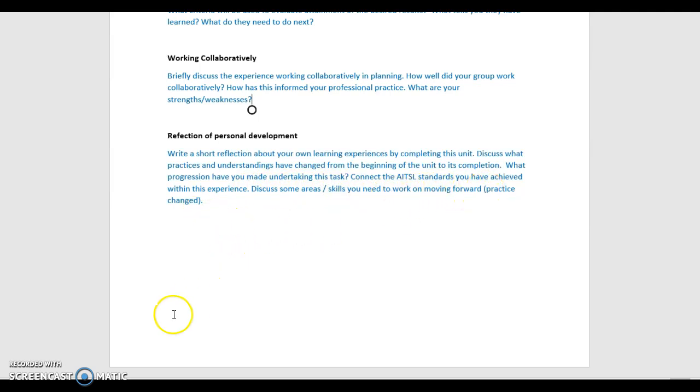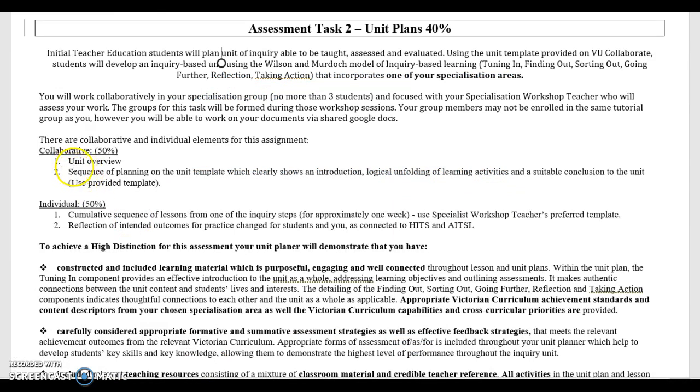So that's practice changed. Okay, so I've explained the cover page, which is setting the rationale, the template of the inquiry-based unit. The individual section is going to come from a sequential sequence of lesson plans from one of the inquiry steps. So if you're in a group of 3, each of you will have a different inquiry step within the unit. So one of you might have tuning in, the other finding out, sorting out, etc. So for approximately 1 week, because we understand that some of these sections take longer than a week, so just write lesson plans for approximately 1 week. We want you to use the specialisation teacher's preferred template.